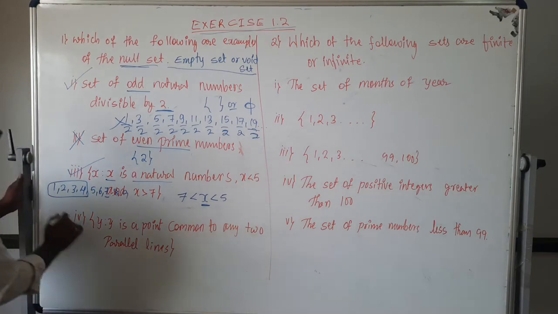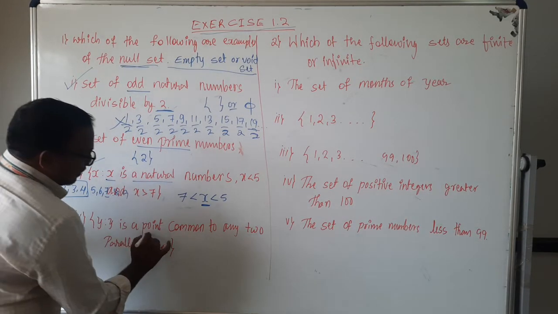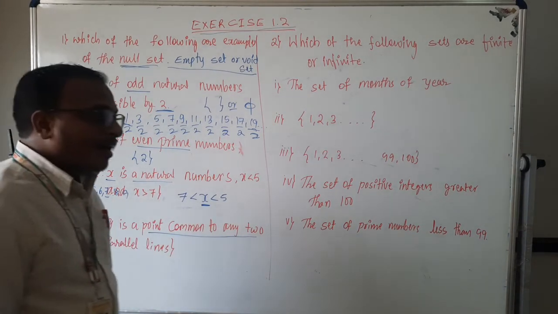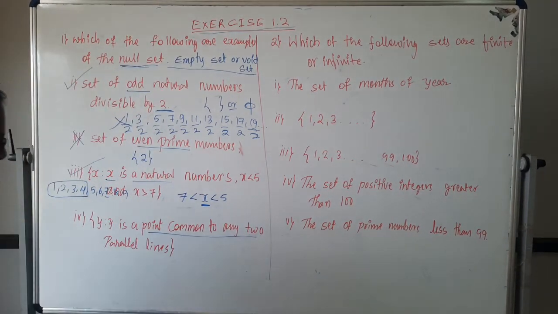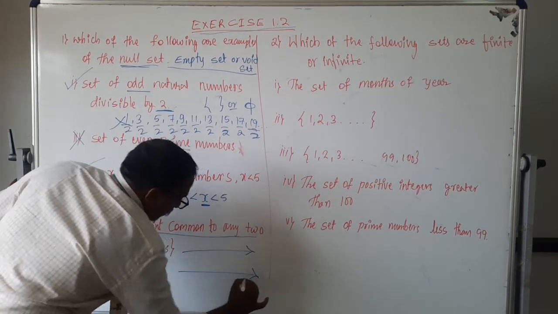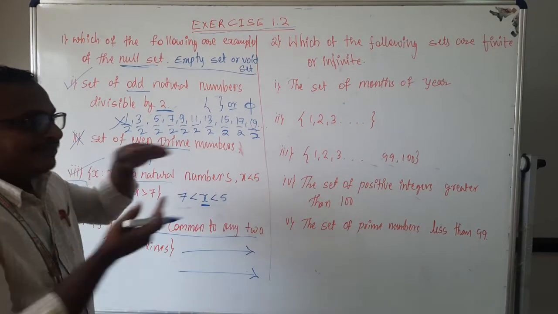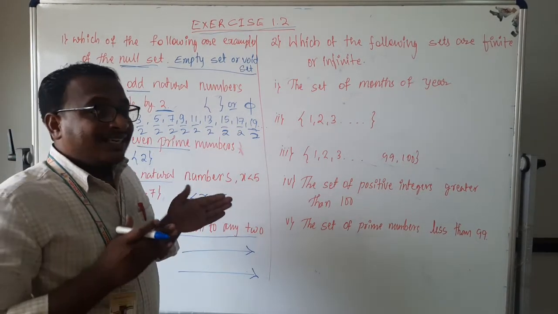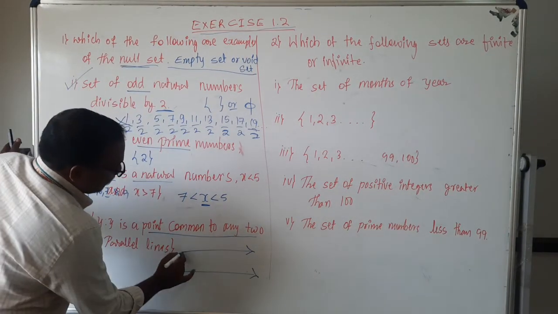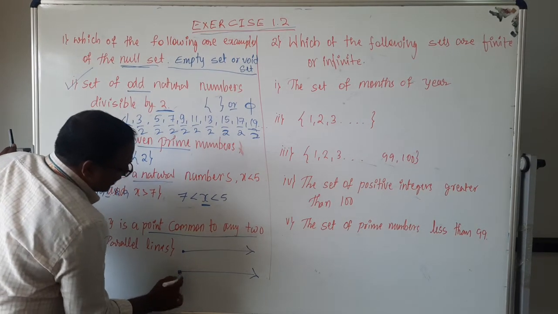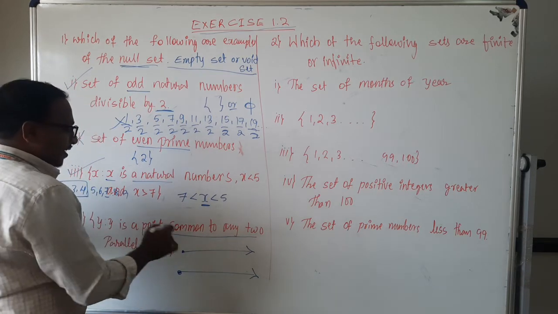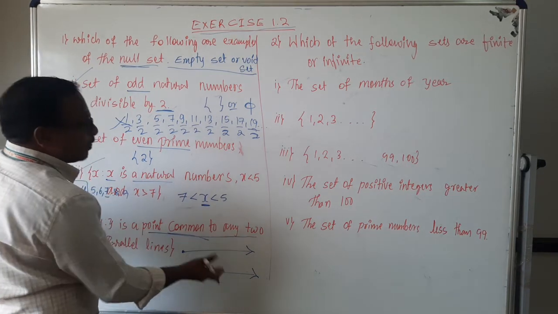Okay, next, observe the fourth one. What is the point common to any two parallel lines? We know that these two are parallel, two straight lines moving in the same direction at the same speed. Parallel lines are side by side lines. They never coincide, so there is no common point anywhere.